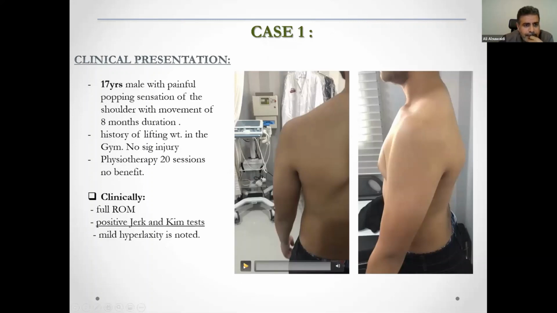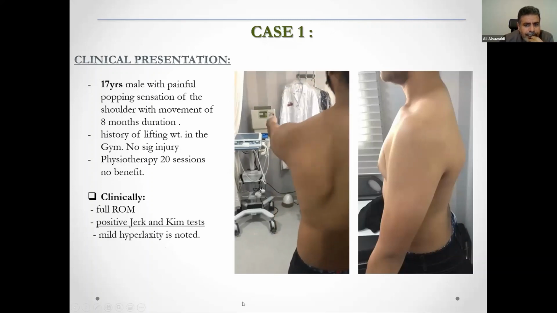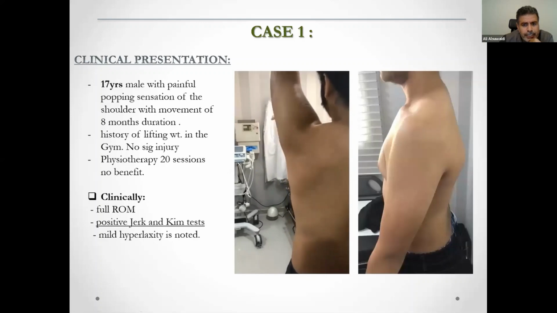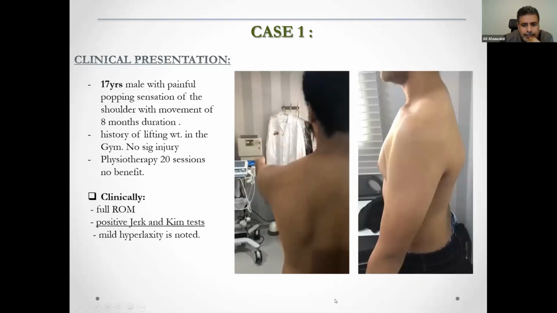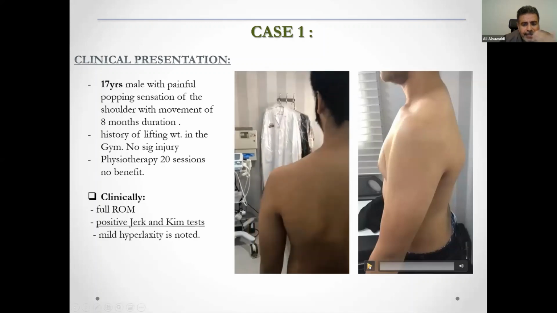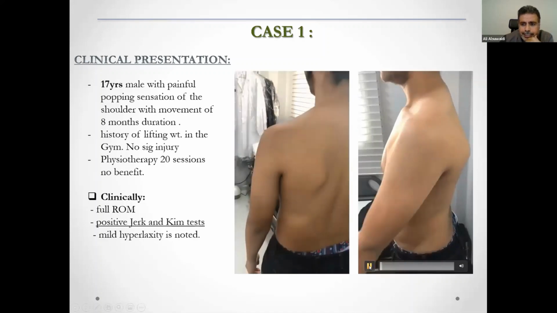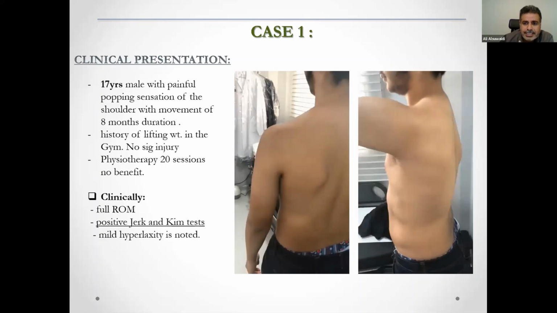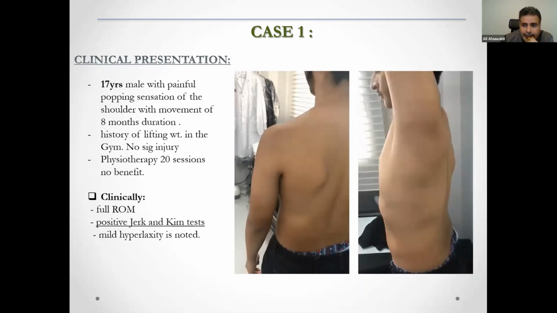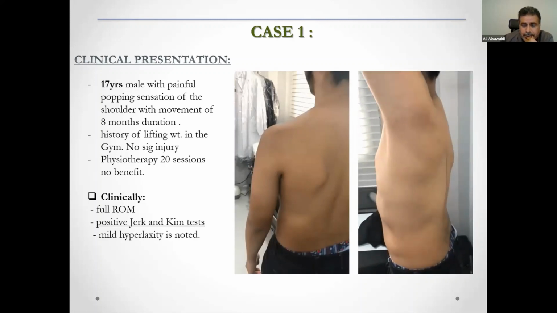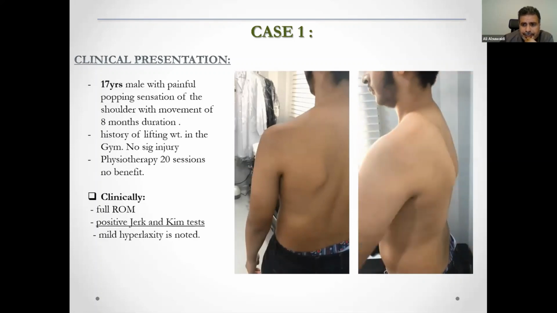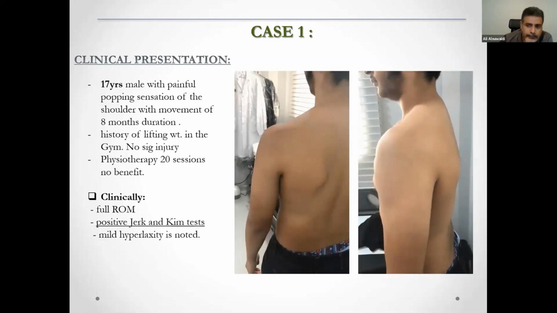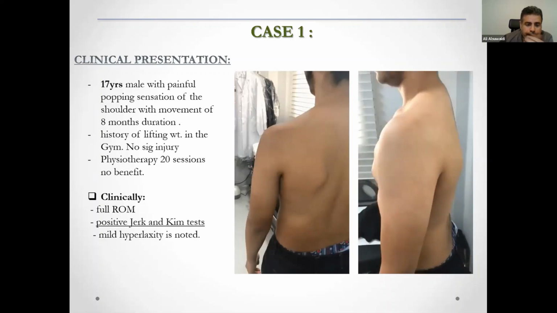He presented to me with a popping sensation, and you can look at his scapula. You can watch his scapula or scapular rhythm, and you can see the popping and the abnormality of that. You can see it through the scapulothoracic, and you can see the popping as he brings his arm down, and it looks like the head clicked back into the joint.